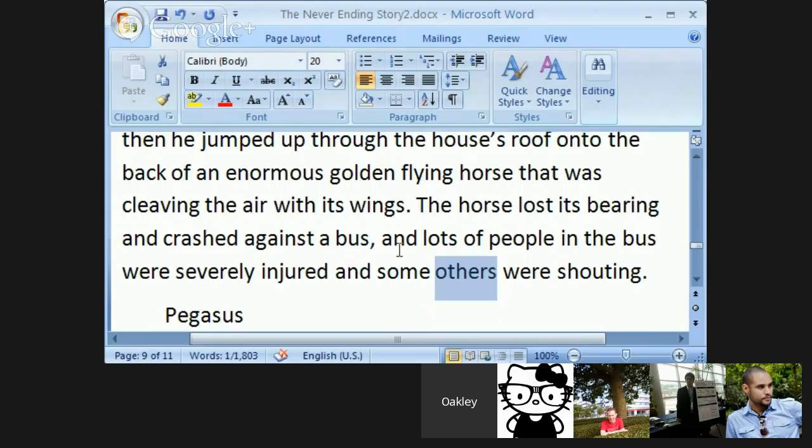Okay. Lots of people. I don't know if you have to differentiate. The ones that were injured were not shouting. That seems strange to me. So the people shouting were the ones not injured. That's what this means. Some others were shouting. So I would get rid of others. If I were injured, I would shout. It's just not logical. Because if I say some others were injured, and others that were not injured is implied were shouting, it makes more sense just to say some people were injured, some people were shouting. Okay. There we go.